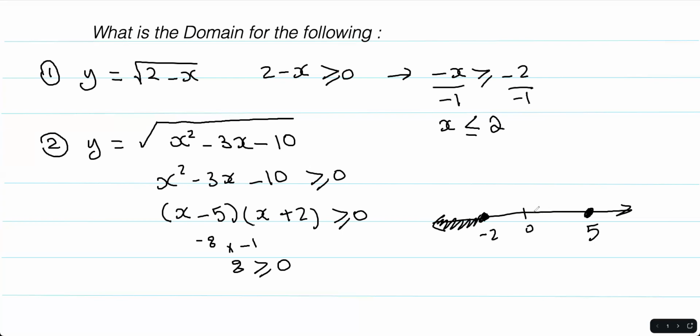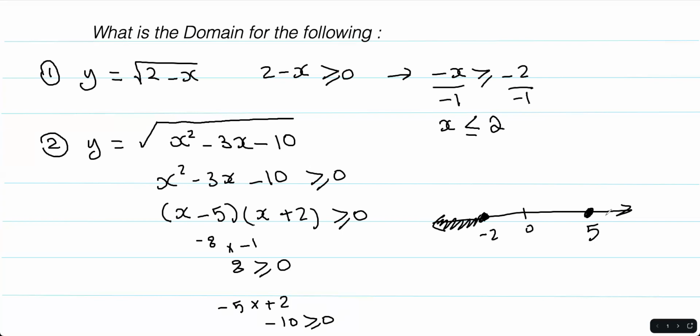Now let's take a number in here. The best number in this interval is 0. If I take 0, we know that it's going to be a negative 5 times positive 2, and that gives me negative 10. Is negative 10 greater than or equal to 0? No, that's false, so I don't shade in here.